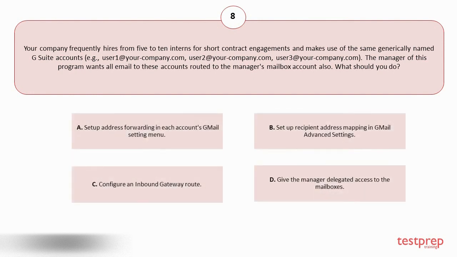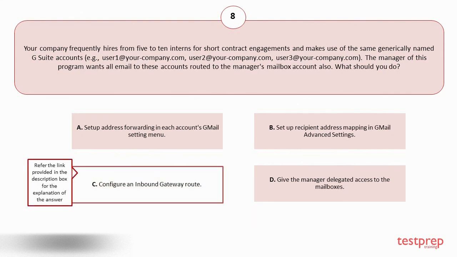Your options are: A. Set up address forwarding in each account's Gmail setting menu. B. Set up recipient address mapping in Gmail advanced settings. C. Configure an inbound gateway route. D. Give the manager delegated access to the mailboxes. The correct answer is option C.